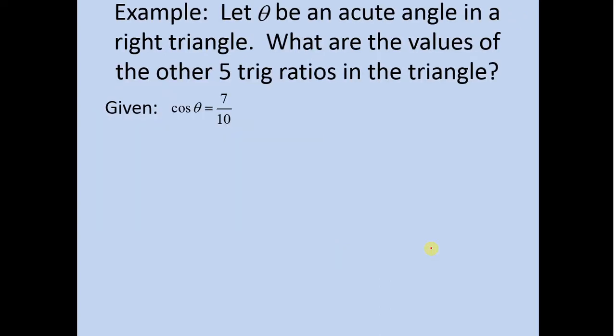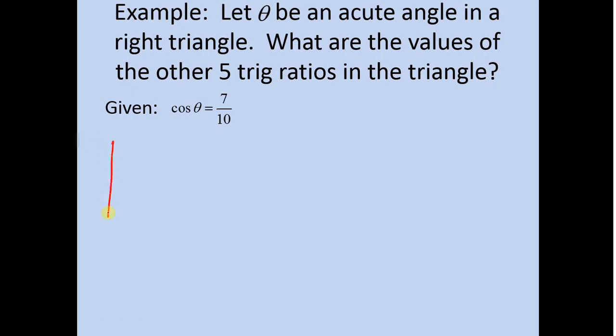Now, let's try this kind of example. Let theta be an acute angle in a right triangle. What are the values of the other 5 trig ratios in the triangle? I'm given that cosine theta is 7 over 10. Very first thing I'm going to do, I am going to draw myself a triangle. Okay? And I'm going to label this as theta.